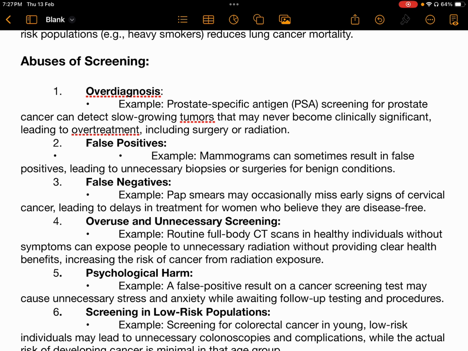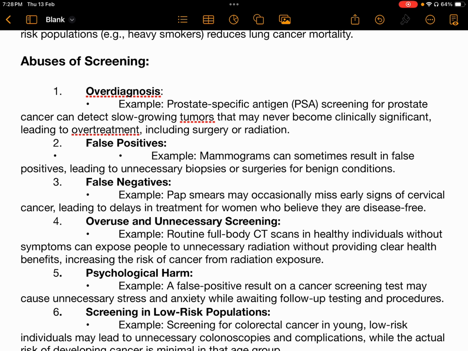Like mammograms sometimes result in false positives, leading to unnecessary biopsy or surgery for benign conditions. Then a false negative result can occur when screening fails to detect the disease that is present, giving the patient a false sense of security that can delay the correct diagnosis and treatment. An example is a pap smear may occasionally miss early signs of cervical cancer, leading to delays in treatment and women who believe they are disease free.